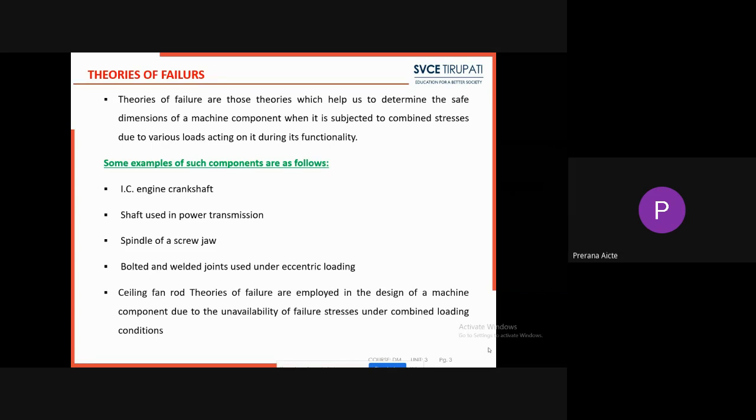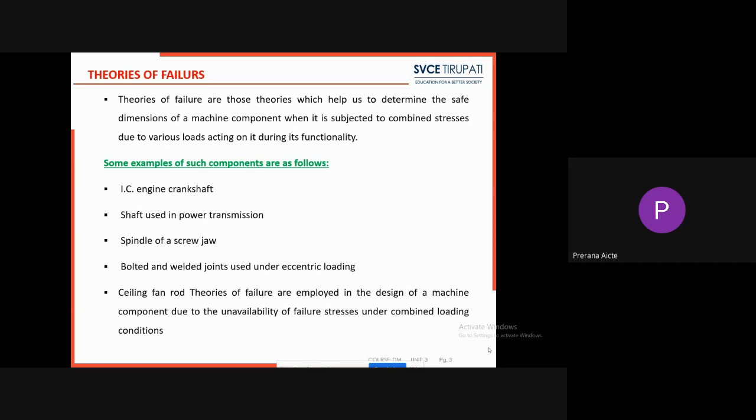Today, I'm going to discuss one more concept called theories of failure. In the GATE examination, they will ask for 1 mark, depending on the question paper pattern. Maybe they will ask 1 mark, or sometimes 2 marks. In our design concept, the theories of failure are very important.